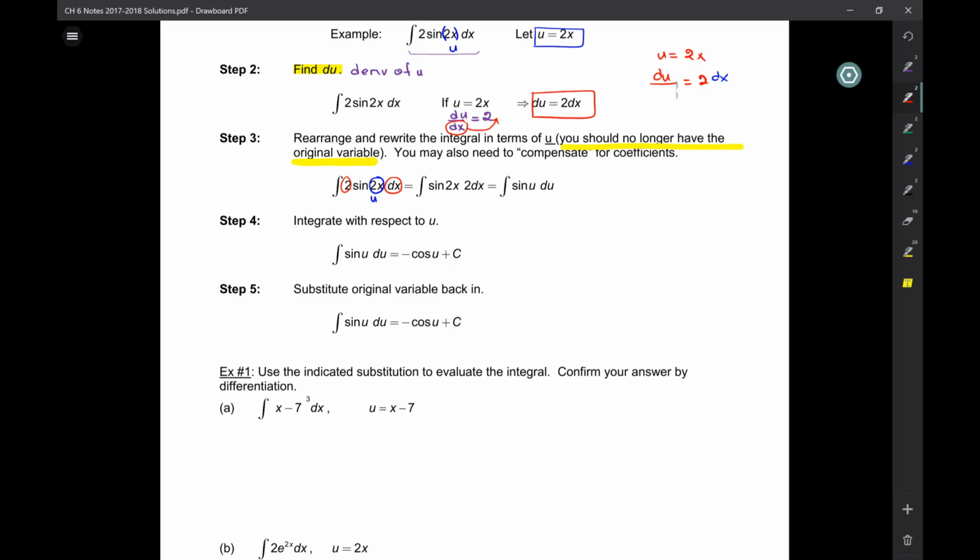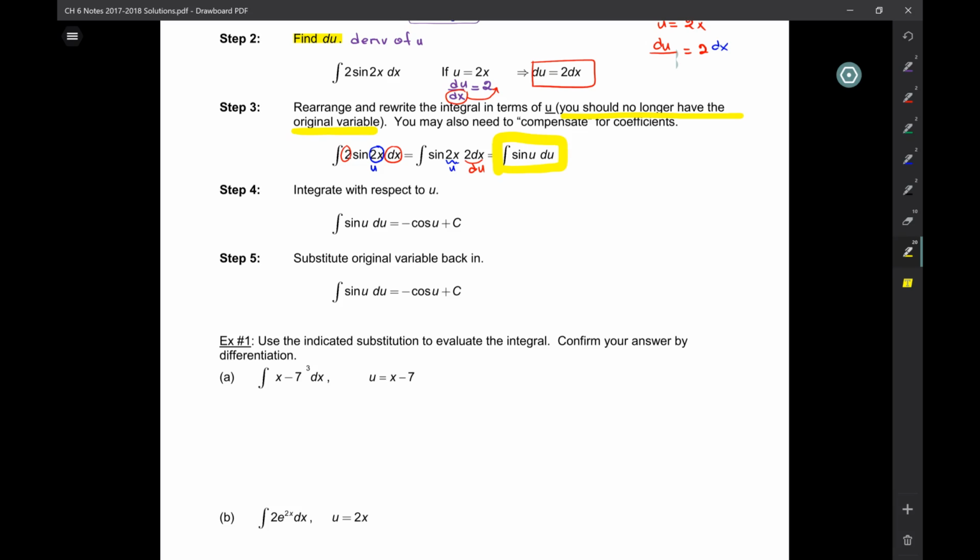So now take a look at what I have. I have sine of u, and 2 dx is just du. So now what I'm left with is sine of u du. So you just rearranged it? I just rearranged it in order for me to be able to substitute it perfectly. Okay?